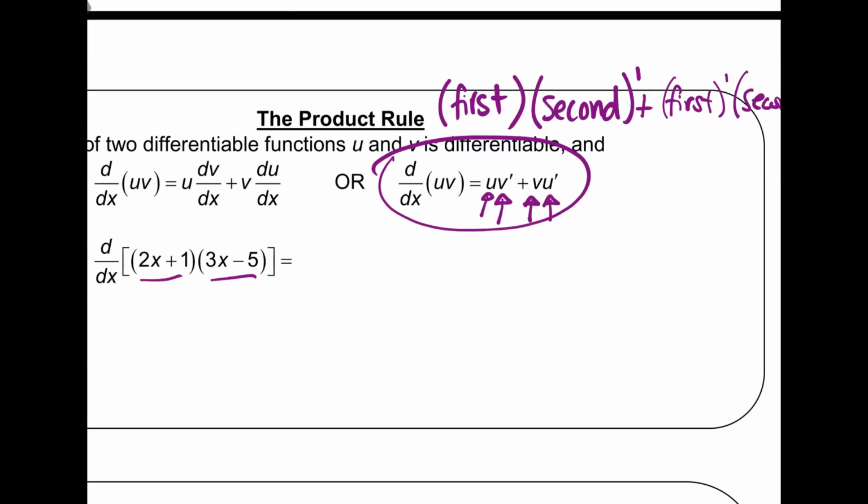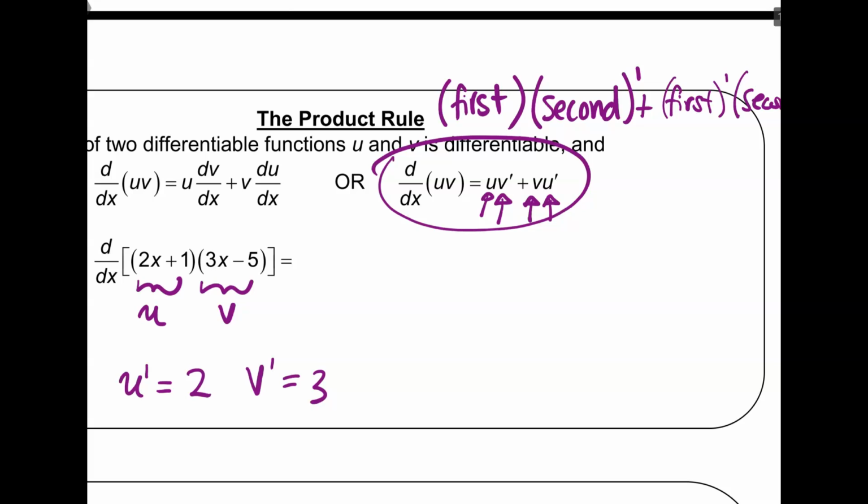So an example of this one. Here, this is standing for my u, and this is standing for v. What is the derivative of u? What's the derivative of 2x plus 1? It's just 2. What's the derivative of v? 3. Now we know everything we're going to be multiplying by.